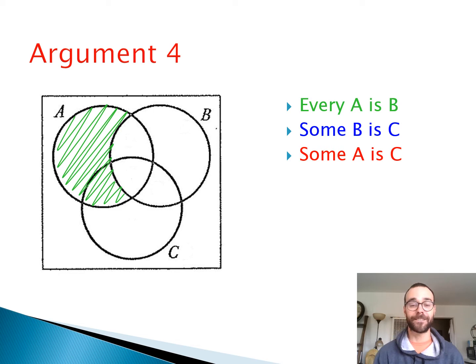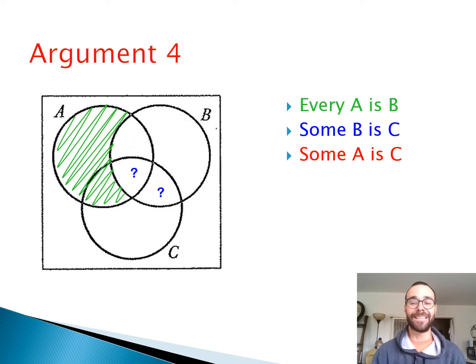Now we'll notice that there are 2 open sections where B and C overlap, quadrant 5 and quadrant 6. And so because there are 2, we don't know which one these some things are that we're talking about. And so we need to put a question mark in each of these 2 sections. Now, we need to ask ourselves, is the conclusion represented in the drawing?